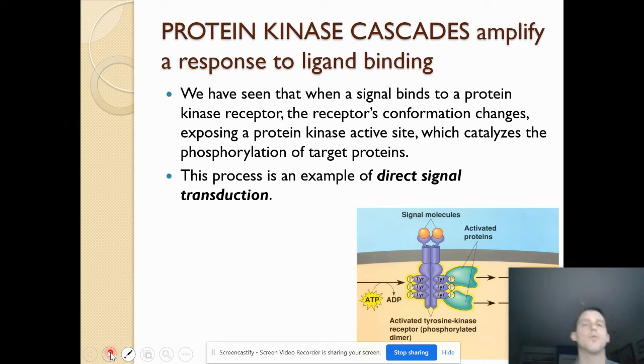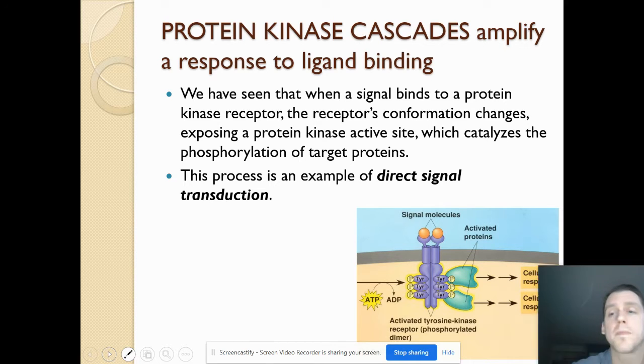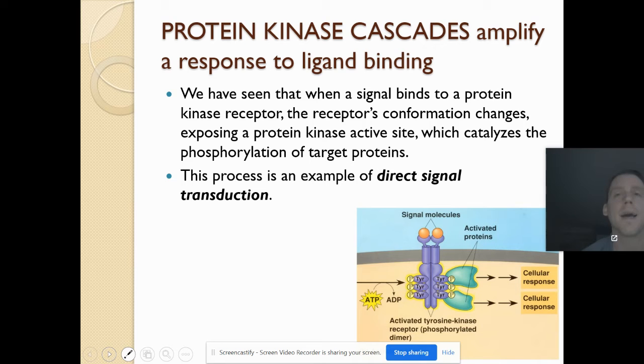So let's first talk about direct. Direct transduction usually involves a protein kinase cascade to amplify a response. Some keys here: it catalyzes the phosphorylation of target proteins. That's going to be a really big deal. So what does that look like? Here we have a tyrosine kinase receptor. It's activated, it's been phosphorylated, and we now have these activated proteins.